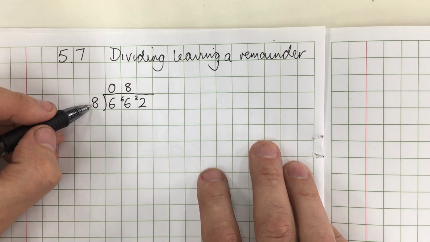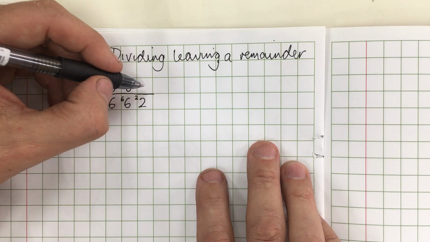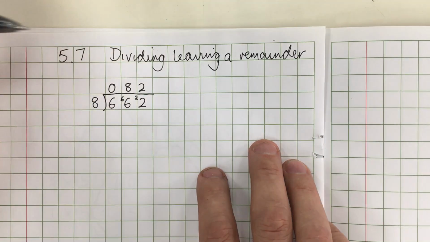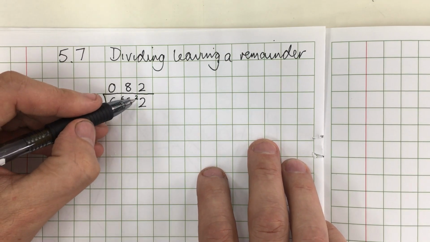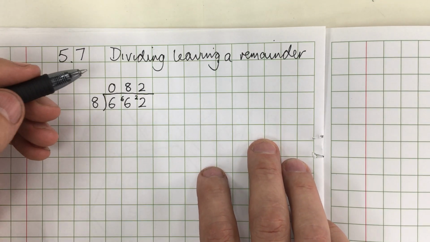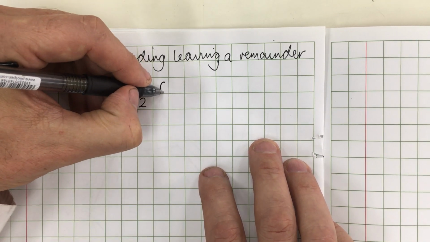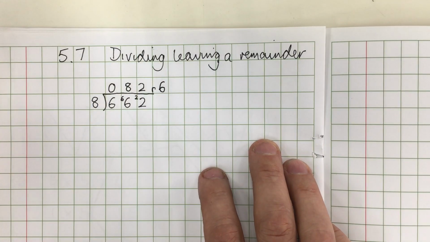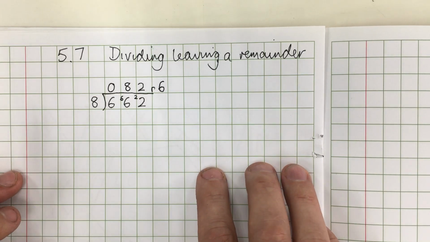Now we've got, how many 8s are there in 22? Well, I know 3 8s are 24 and 2 8s are 16. So 2 8s are 16, this would leave us with a remainder of 6. So my first answer is that the answer is 82 remainder 6.